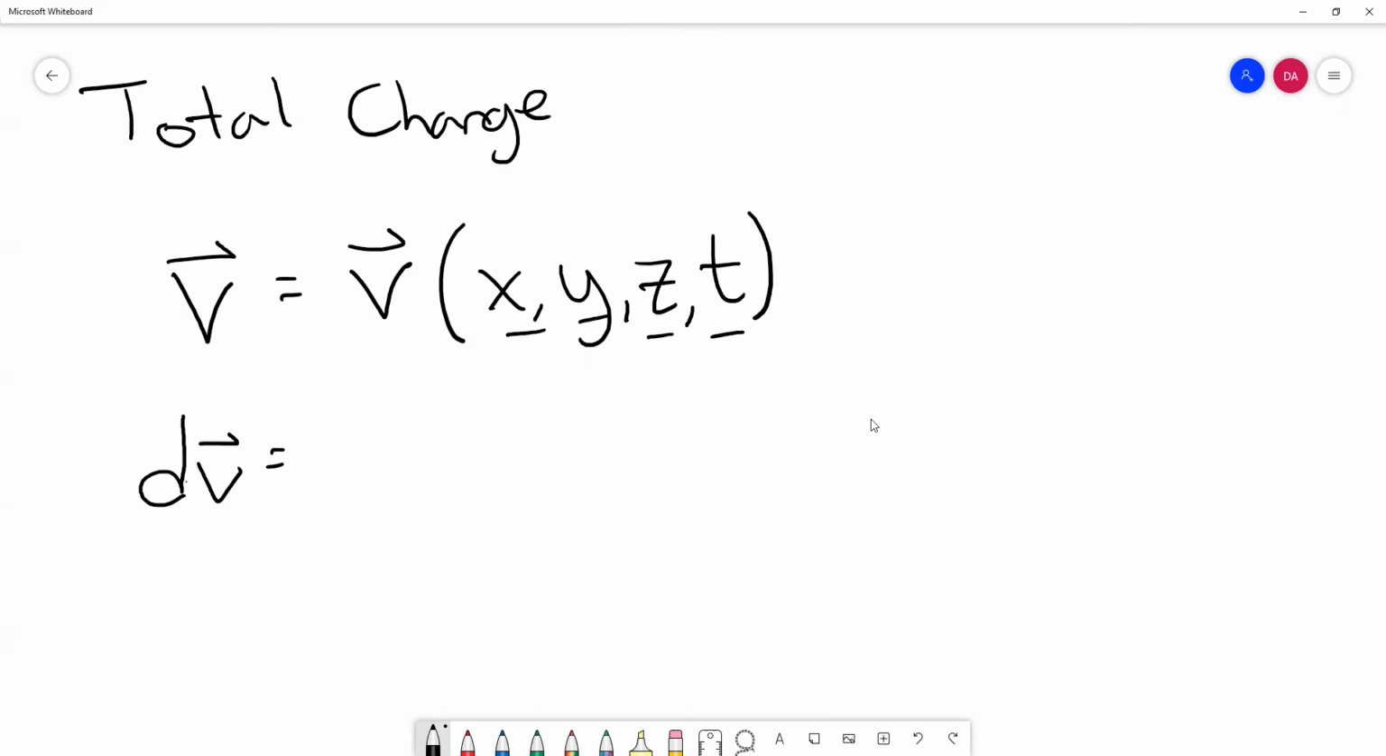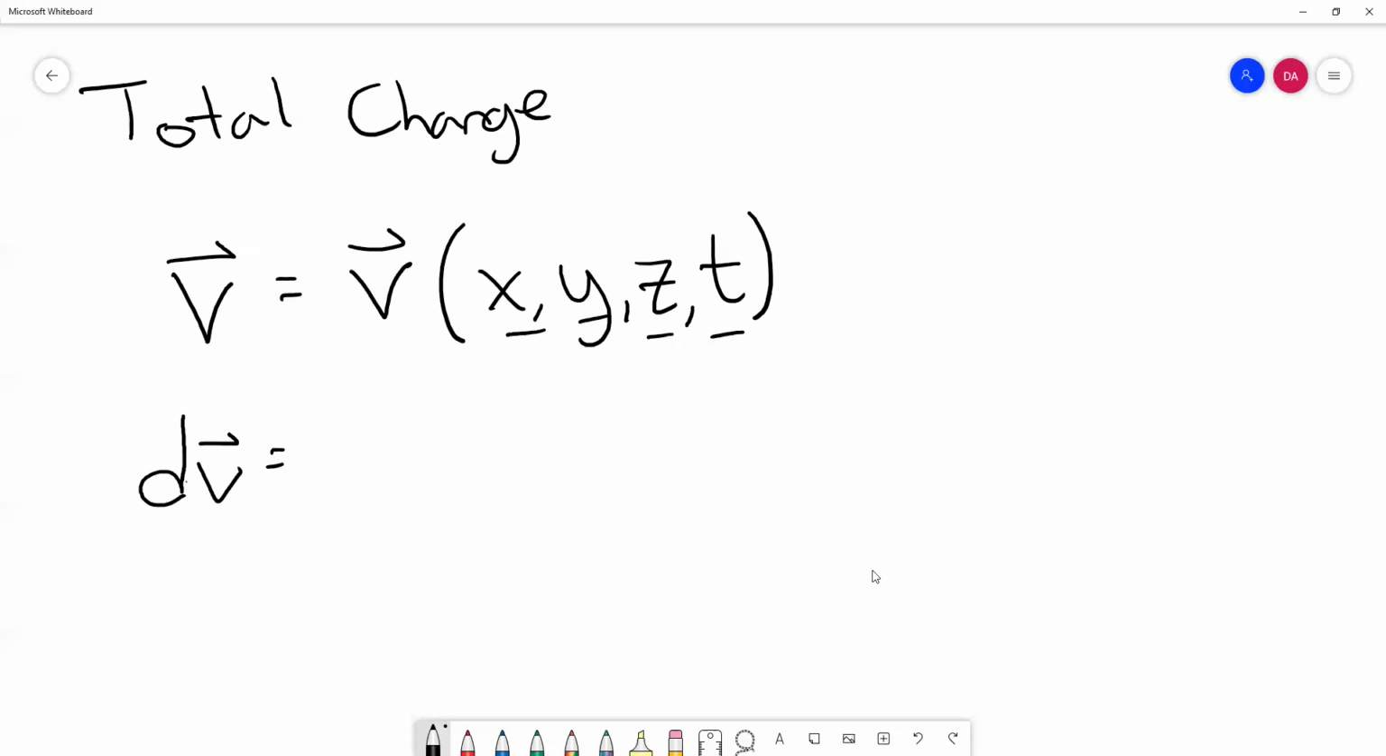Anyway, if I want to find the total change in velocity, I'm going to have to look at what a differential in velocity looks like. In other words, a tiny, infinitesimally small change in velocity. There's a formula for this, and you can memorize the formula, but I would like you to memorize the concepts as well.